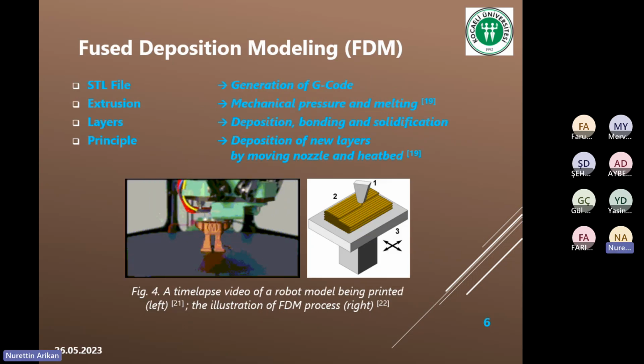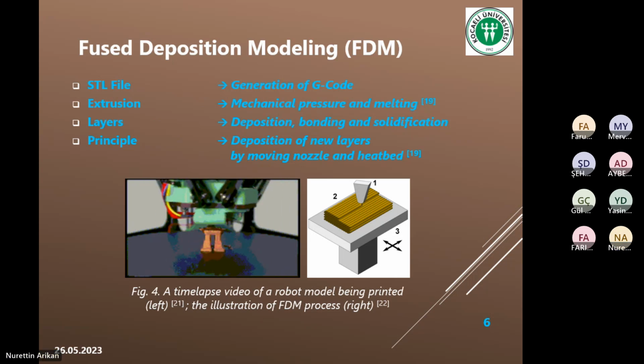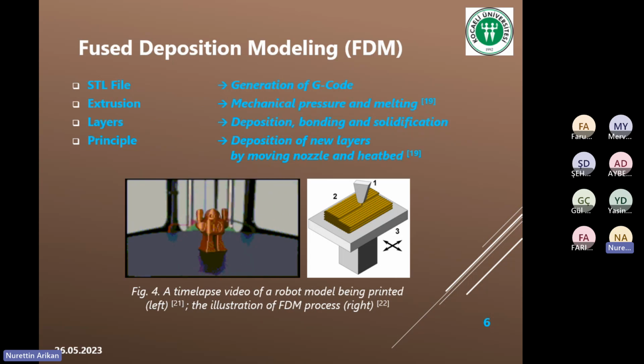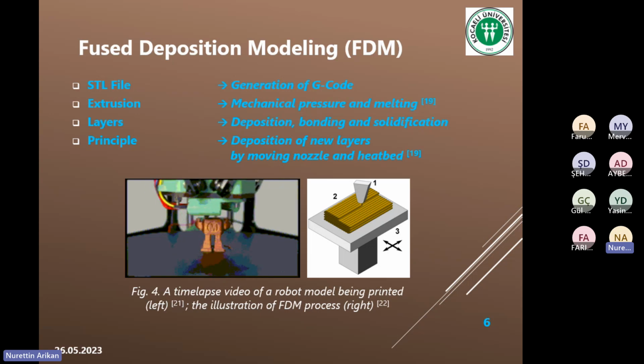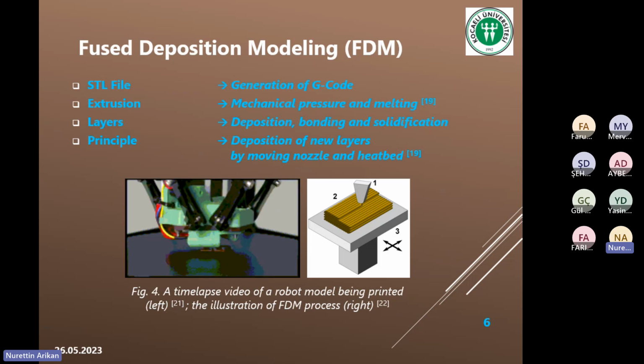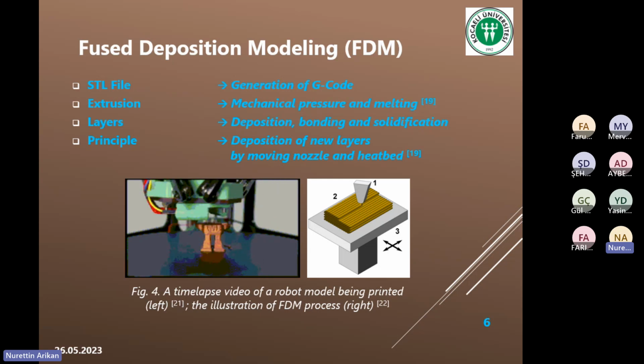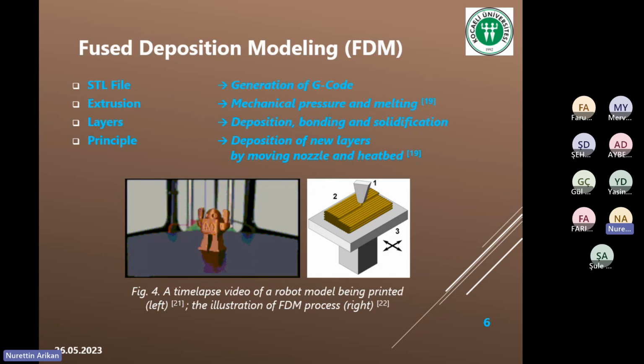So here you see the working principle of FDM. In order to create a workpiece, we need initially an STL file. It's possible to use computer-aided design to generate any models. We can use SolidWorks, Shaper 3D, Siemens PowerSolid or NX, or even other computer-aided design programs. After we create our model, we let it sliced. The correct term is sliced, and we need to generate a G-code.